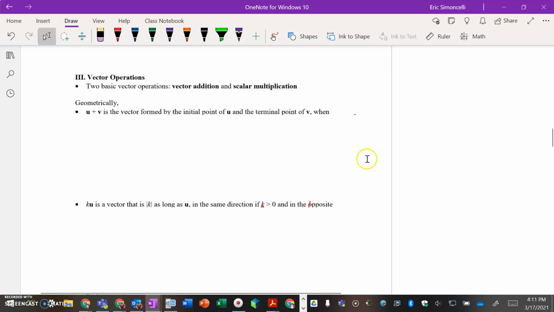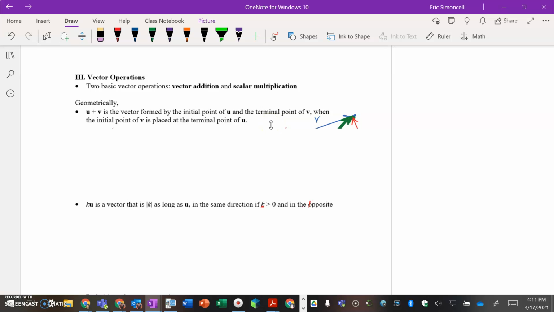All right, so vector operations. Let's continue. Two basic vector operations are vector addition and scalar multiplication. Geometrically, u plus v is the vector formed by the initial point of u and the terminal point of v when the initial point of v is placed at the terminal point of u.